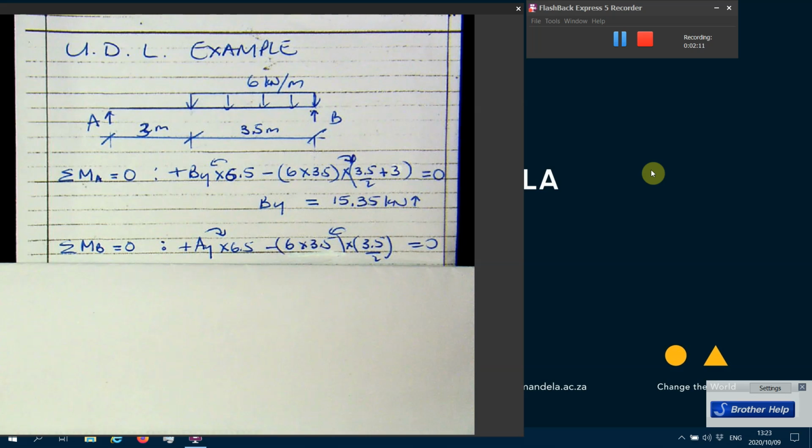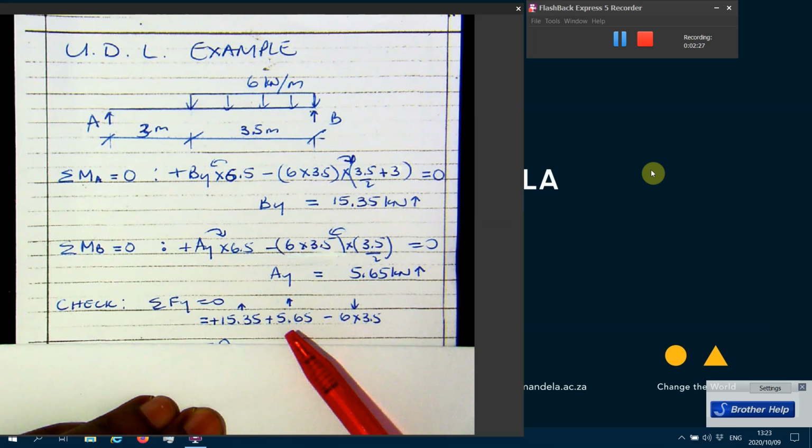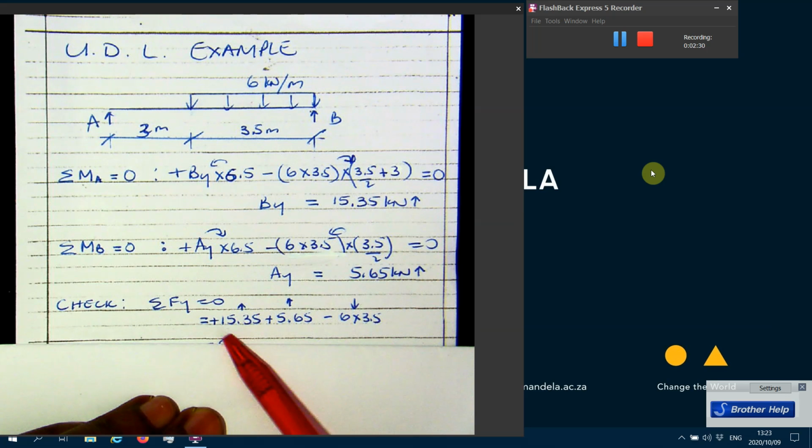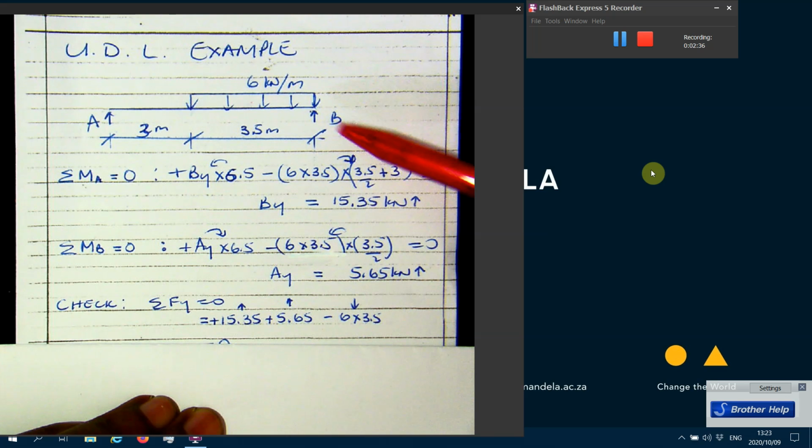I think that explained rotations. Remember, I explained how to deal with the rotation, and then you must do your check, sum of verticals, and then this is your reaction at B, this is your reaction at A. If you add the two reactions, they must give you 6.5 times 3,5, which is the magnitude of the load that is applied to the beam.